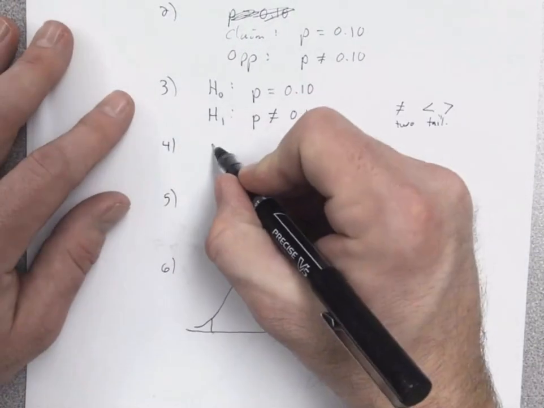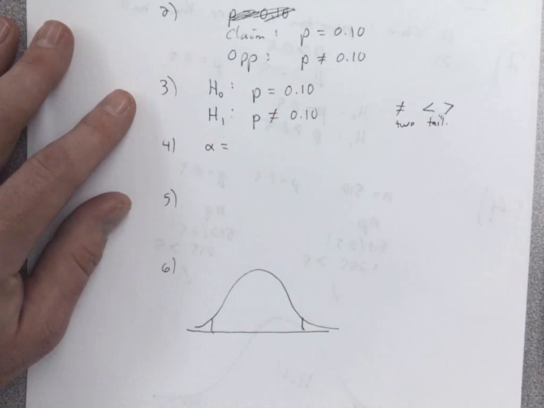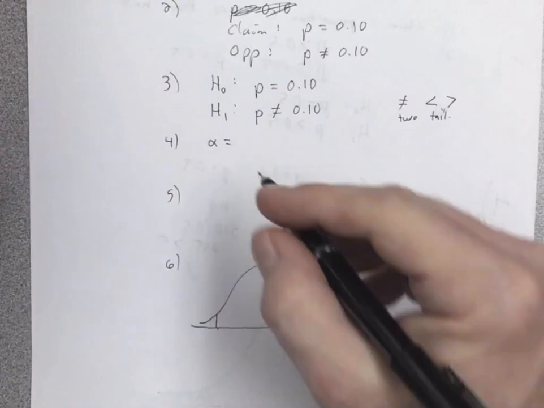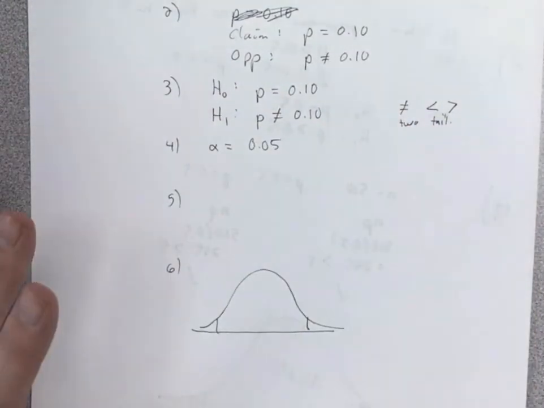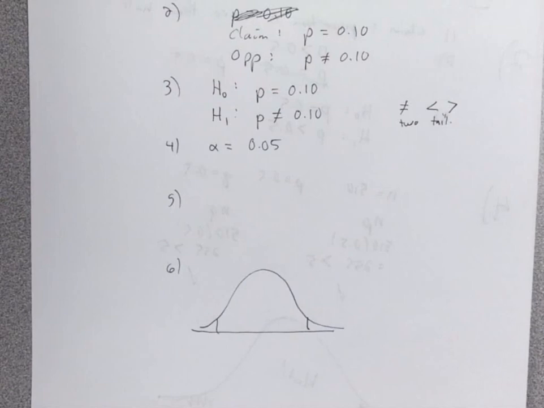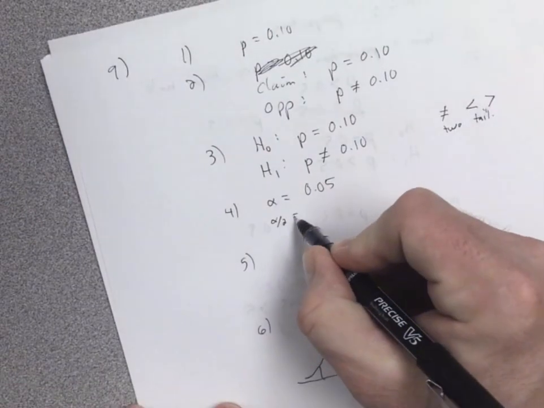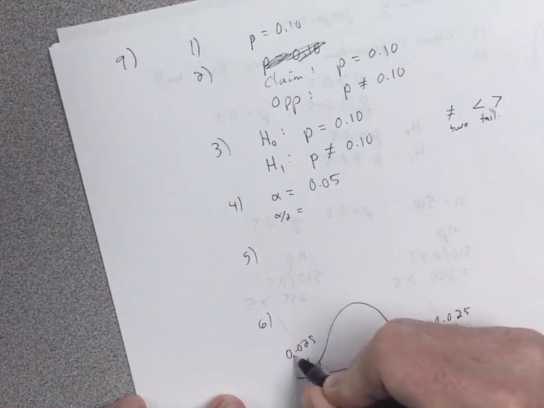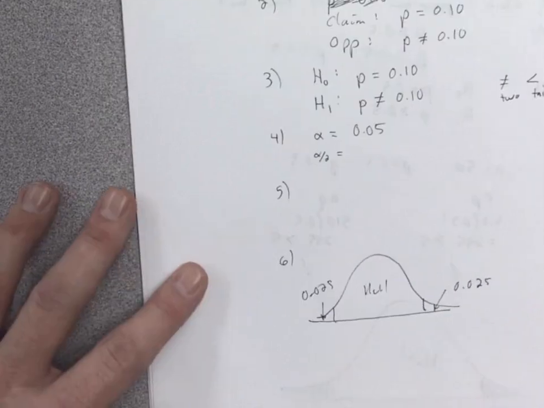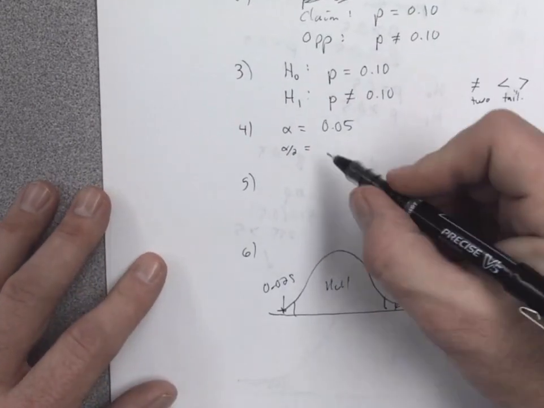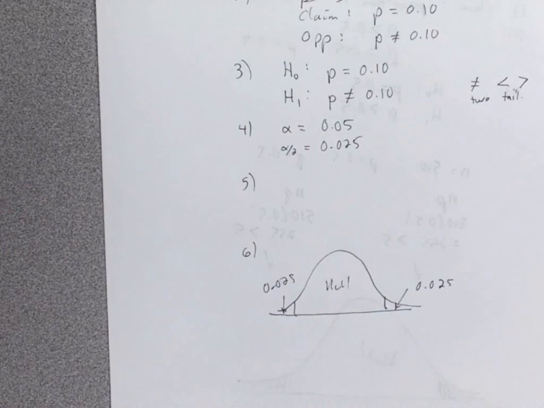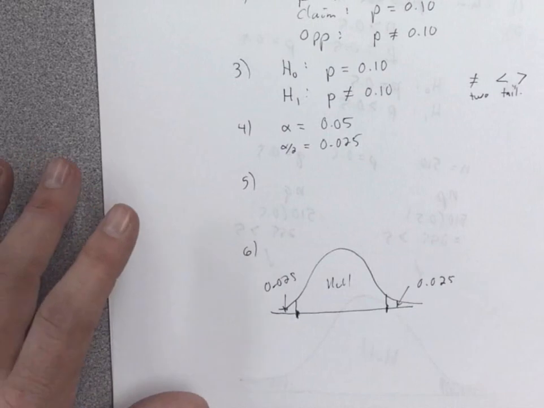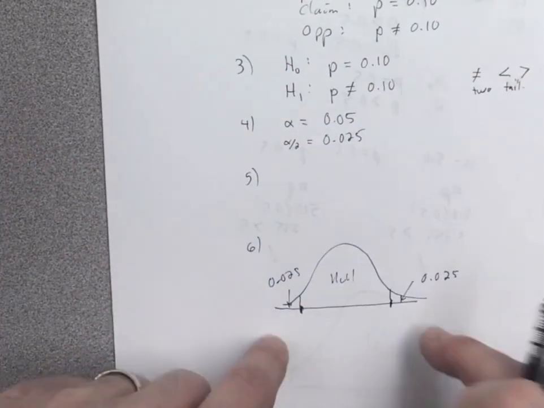All right, number 4, what's alpha? Yeah, 0.05, right? Alpha is equal to 0.05. Since it's 2 tails, am I going to use alpha or alpha over 2? Alpha over 2, that's right, I'm going to use alpha over 2. So that means this tail right here is 0.025, and this tail over here is 0.025. And this is going to be our null, right? So this is 0.025. Now, we'll have to figure out these critical values here. This is what we're going to do on step 6. A lot of times I was doing it on step 4. It doesn't really matter. We have to eventually put them in there.